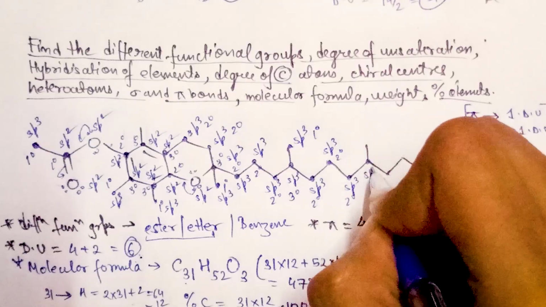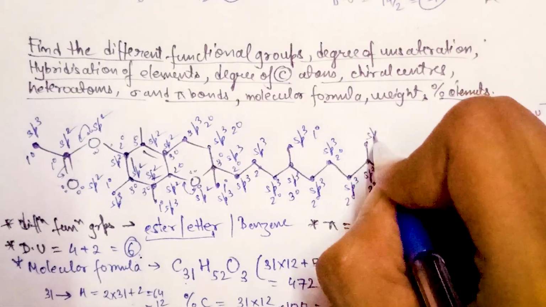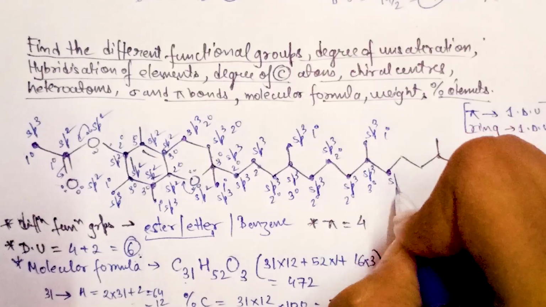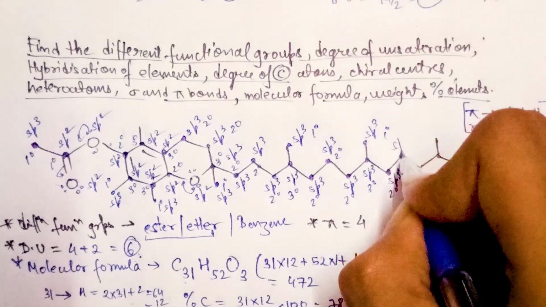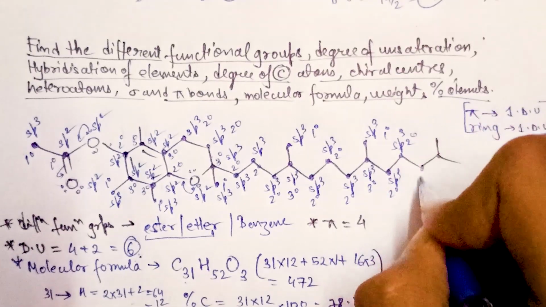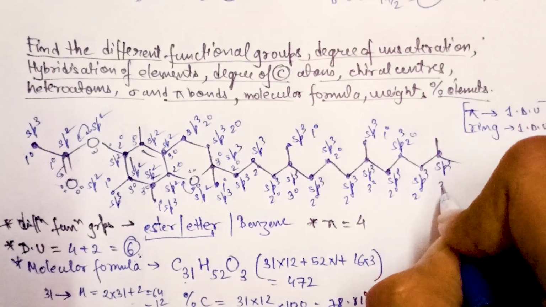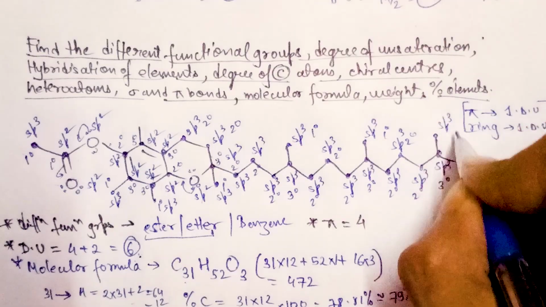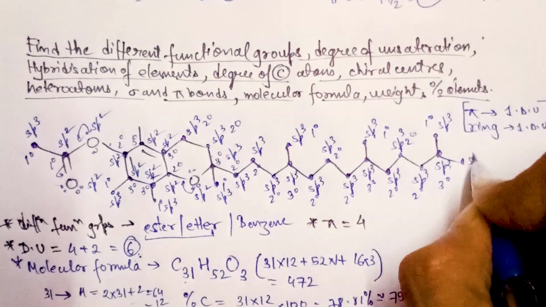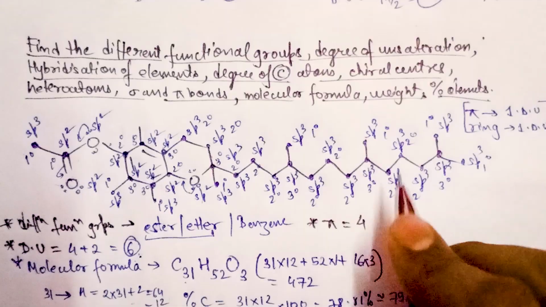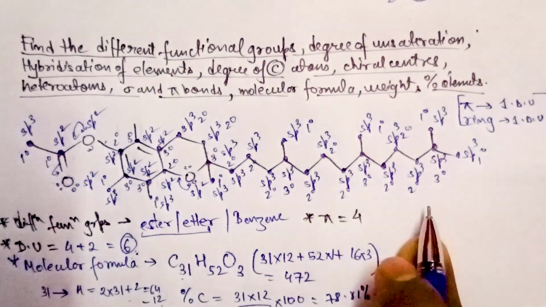This is an sp3, 3 degree. This is sp3, 1 degree. This is sp3, 2 degree. This is sp3, 2 degree. This is sp3, 2 degree. This is sp3, 3 degree. This is an sp3, 1 degree. This is also an sp3, 1 degree. That is the total hybridization of every individual atom.